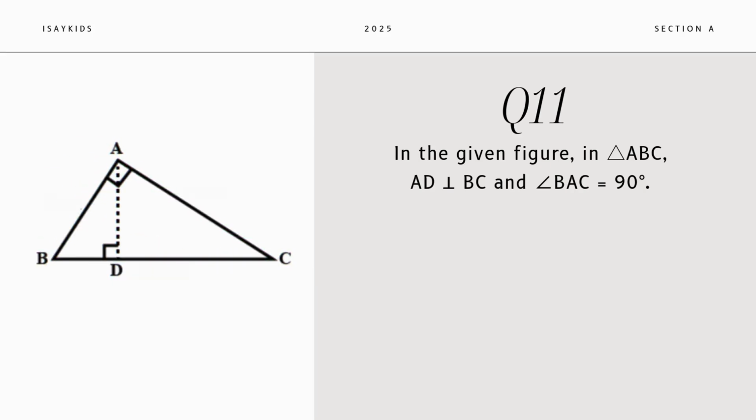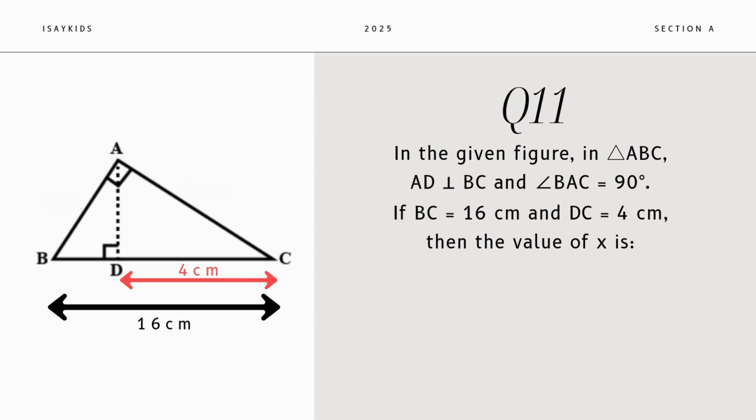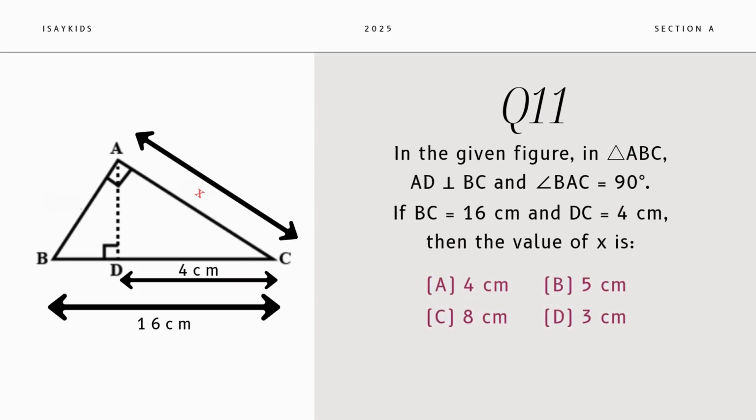See the given figure. In triangle ABC, AD is perpendicular to BC and angle BAC is 90 degrees. We are given that BC is 16 centimeters and DC is 4 centimeters. Then what is the value of x? These are the given options.